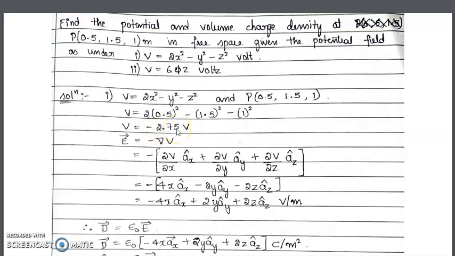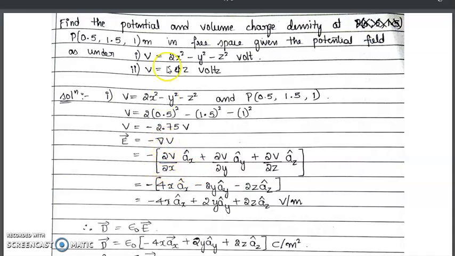Now how can we find the electric field intensity? Because we have to find the volume charge density, we need to know the electric flux density D, and for that we have to find the electric field intensity E. Electric field intensity can be obtained from the relation between E and the potential gradient: E = −∇V, where ∇V is ∂V/∂x into ax plus ∂V/∂y into ay plus ∂V/∂z into az.